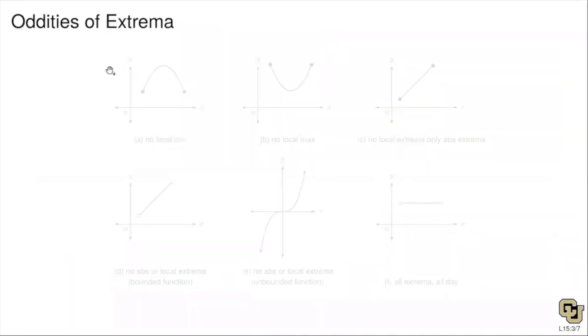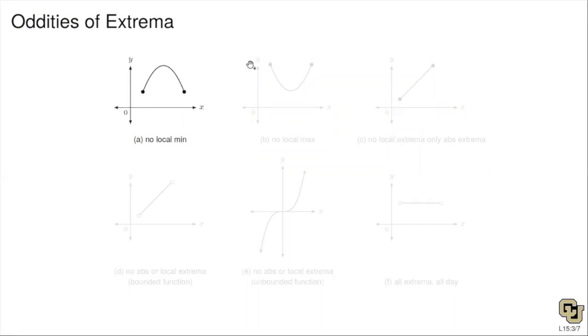So I just want to now give you some examples, what I call oddities of extrema. And these are good examples just to help us think about how local and absolute extrema work. So the first example here, I like this one because this is an example where you have no local min.